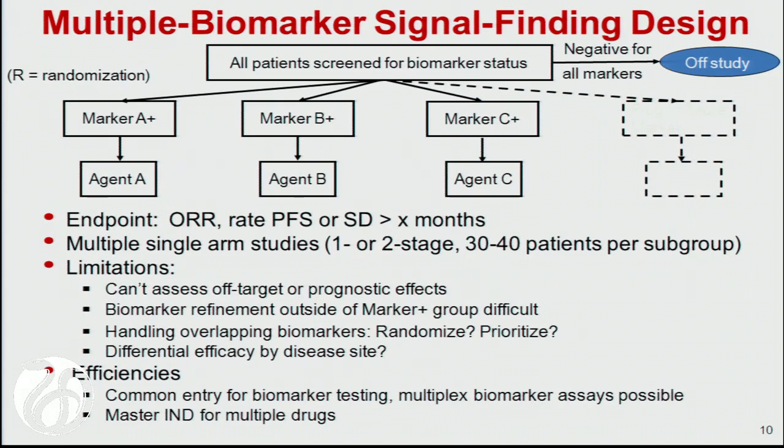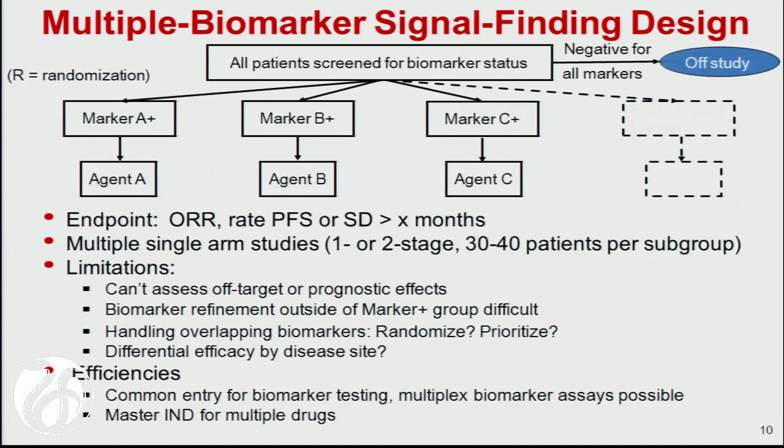So we heard about some trials yesterday that in effect are just souped up versions of some of the basic trial designs that I just spoke about. We could have what I'd call a multiple biomarker signal finding design, which was basically what was referred to yesterday as a basket design. What the basket design says is you bring in all your patients, you screen them for a series of markers. If you have marker A, you get the agent A that targets that marker. Marker B, you get agent B, et cetera.